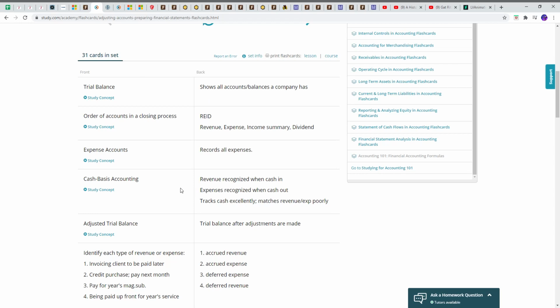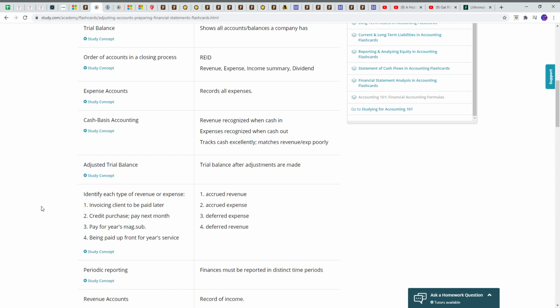Trial balance shows all accounts and balances a company has. Order of accounts in a closing process: REID, revenue, expense, income summary, dividend. Expense accounts record all expenses.